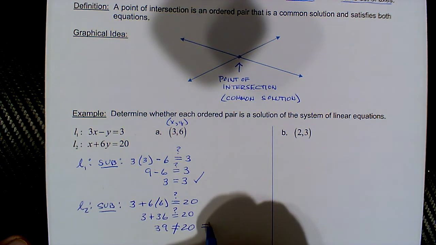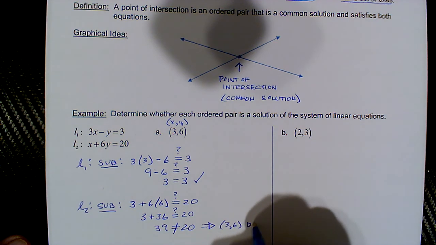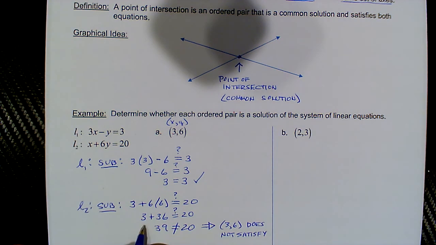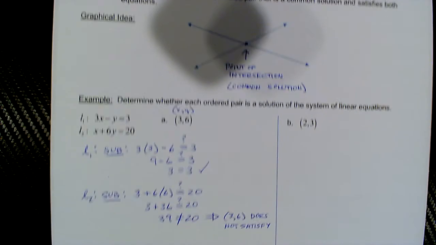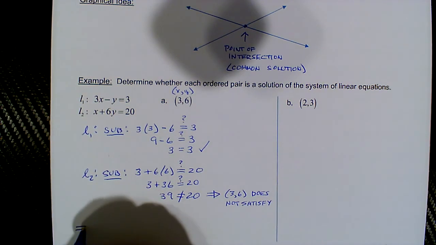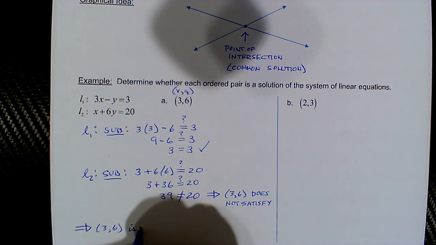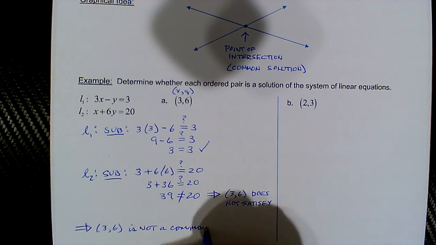So therefore, (3, 6) does not satisfy this equation. So it does not lie on that line. It's okay that it lied on the other line, but since it doesn't lie on this line, we would conclude that (3, 6) is not a common solution. So it has to be a solution to both.